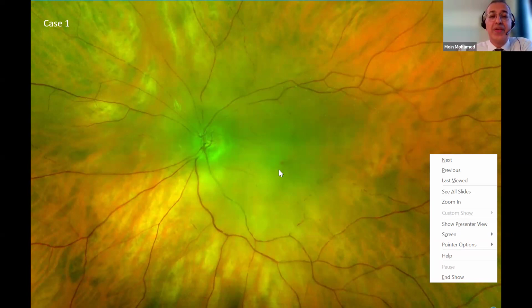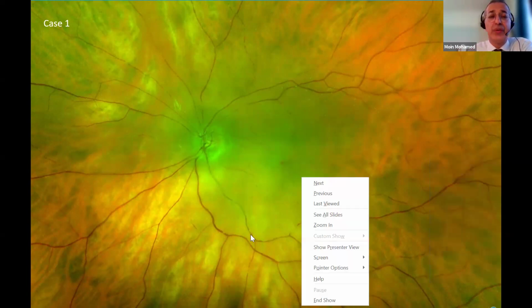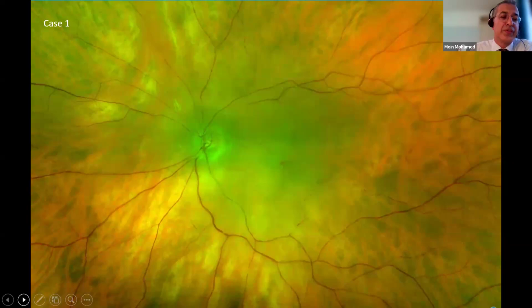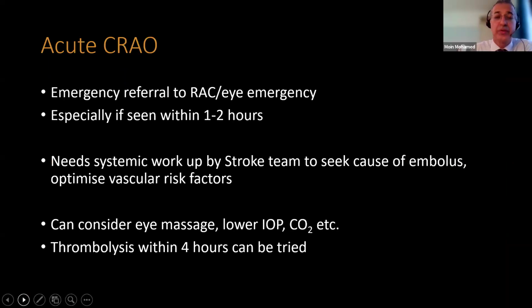And there's box-carring or very slow flow in that, so there's a very characteristic appearance. The whole purpose of showing this is, what do we do? Of course, it's an emergency referral, because if you pick patients up within the first couple of hours, thrombolysis is an option, though in practice this rarely happens.